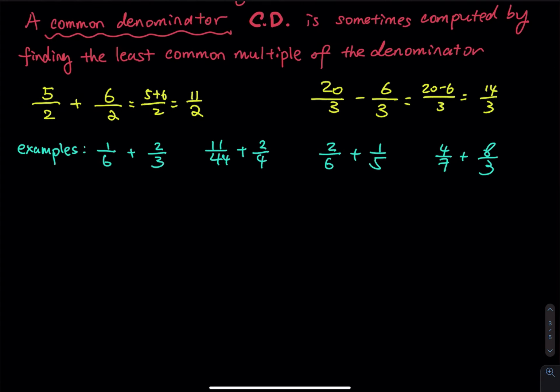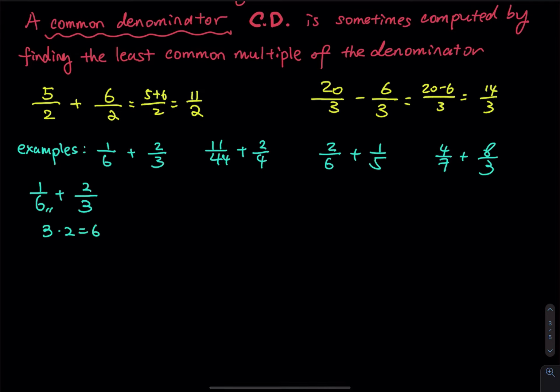So let's take a look at these 4 examples. In these 4 examples, they don't have the same denominator. So what do we do? Starting with the first one, 1 over 6 plus 2 over 3. The first denominator is 6, the second denominator is 3. They are not the same, so I want to make them the same. Listen, 6 is a multiple of 3. That means if I have a 3, I multiply by 2, I get a 6.